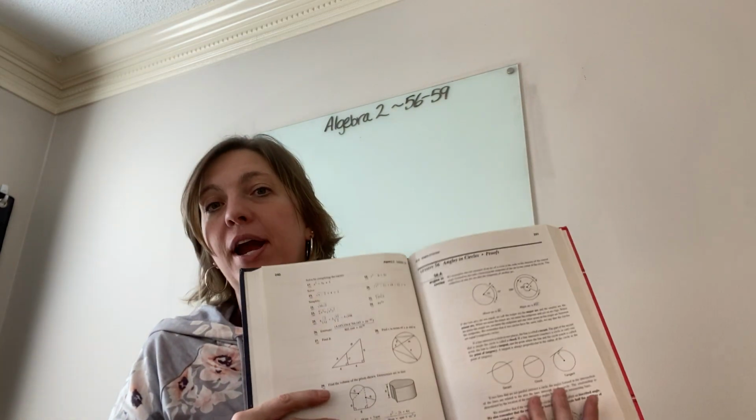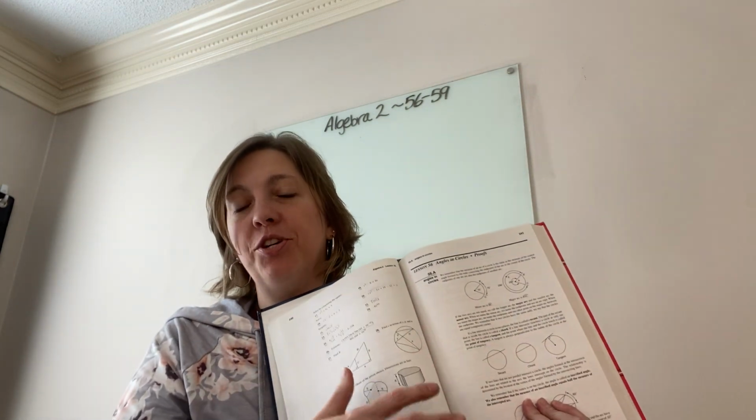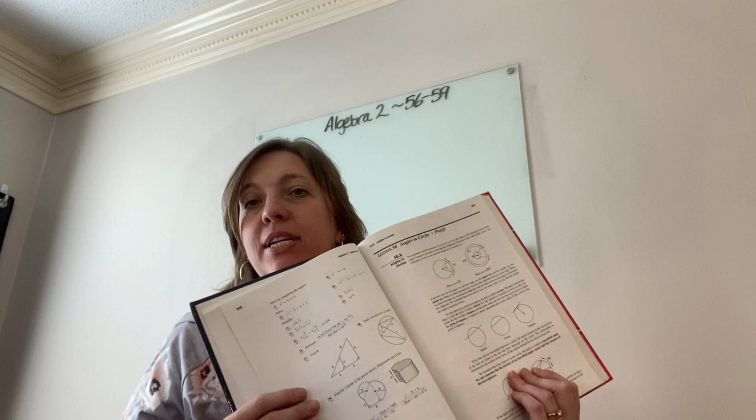Now, one thing I want to point out to you is Saxon does a great job incorporating the geometry and the Algebra 2 together. So in lesson 56, it talks about angles and proofs, and we'll go over those concepts very quickly, but I will not quiz or test you guys over a lot of these concepts simply because we have a separate class that we focus in on the geometry.